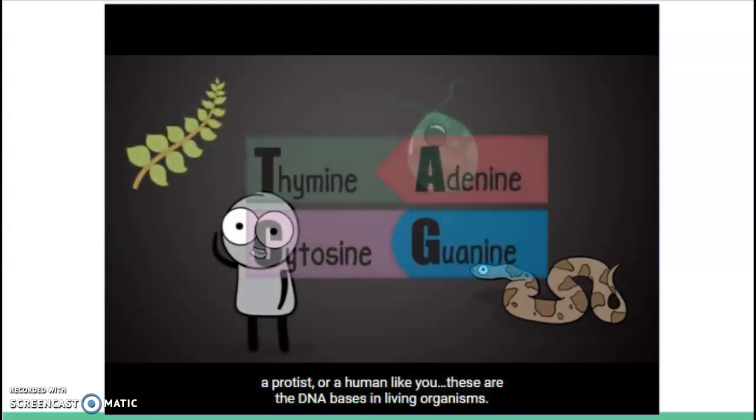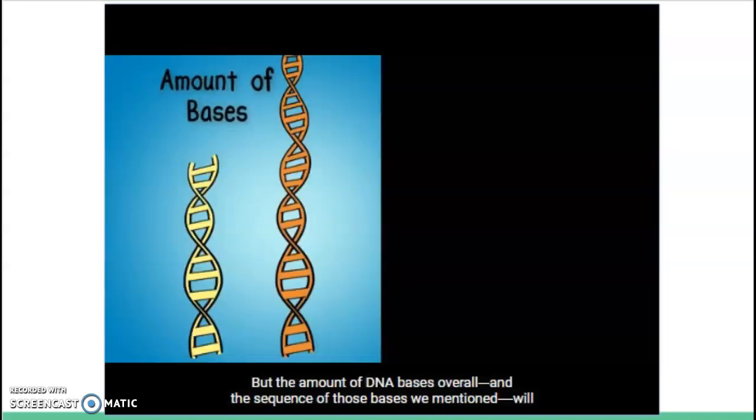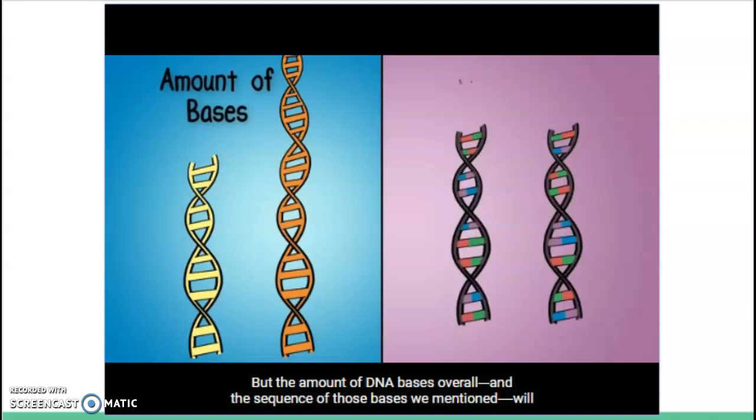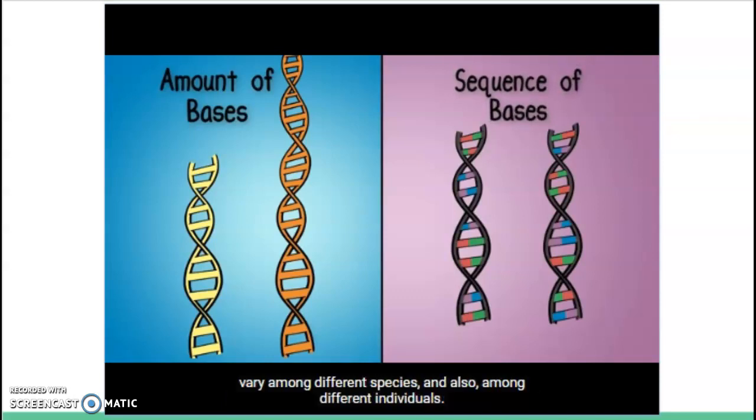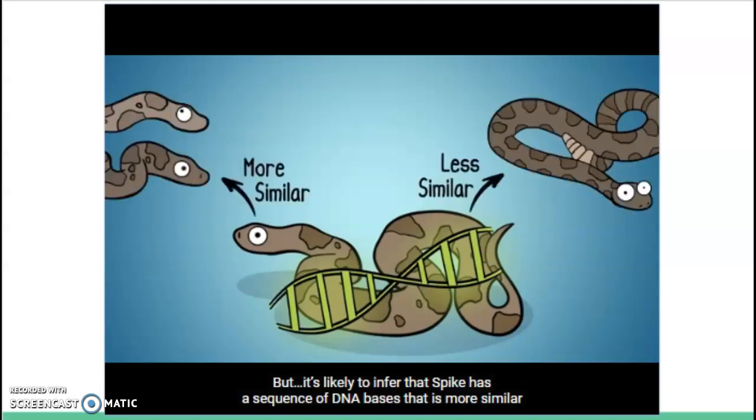Regardless of whether we're talking about Spike, or a plant, or a protist, or a human like you, these are the DNA bases in living organisms. But the amount of DNA bases overall, and the sequence of those bases we mentioned, will vary among different species, and also among different individuals. But it's likely to infer that Spike has a sequence of DNA bases that is more similar to his parents than he would to, say, a rattlesnake.